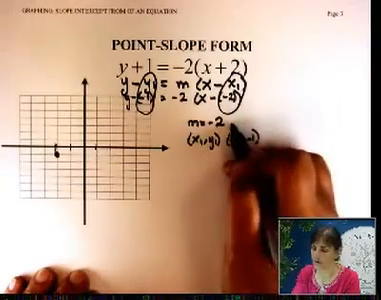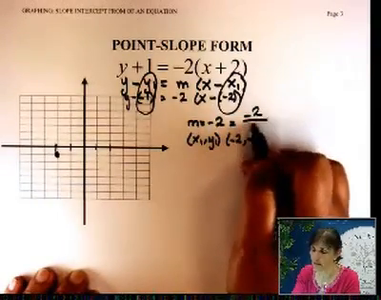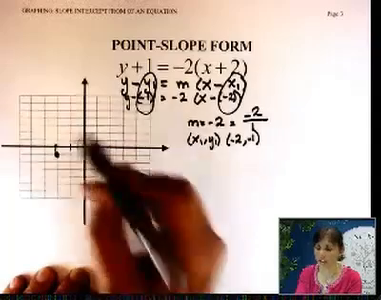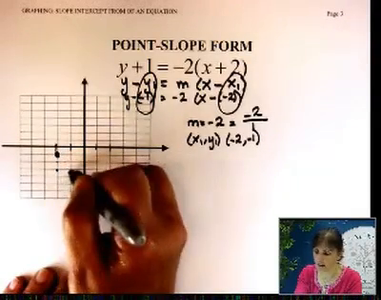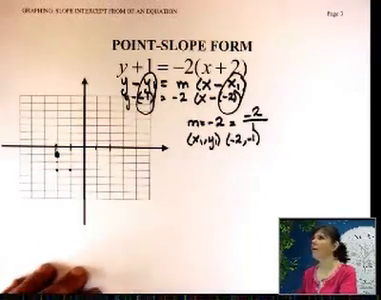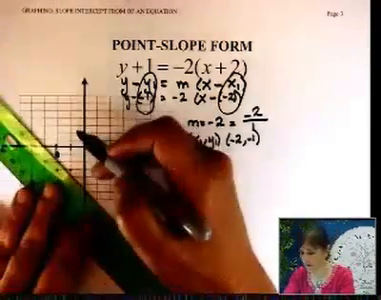What is the slope of negative 2? Negative 2, always put a 1 underneath. Negative means you go down from that point. 2 over 1. Put an imaginary point. Get your ruler. Draw.